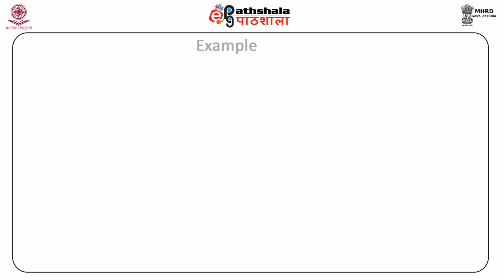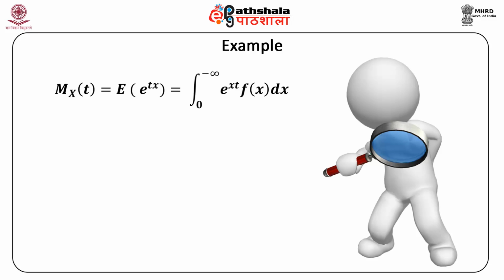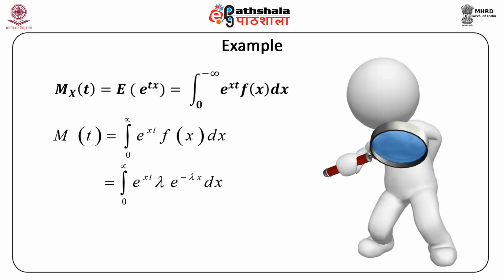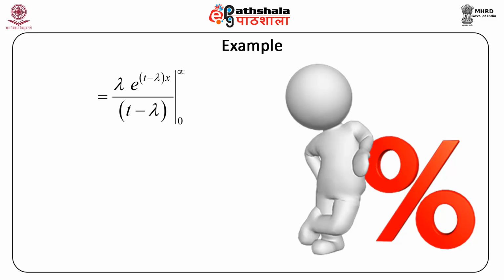Example, given f(x) is equal to lambda e raised to the power of minus lambda x for x greater than 0, calculate 1, the mean, 2, the variance. M_X(t) is equal to E[e^(tX)], which is equal to the integral from 0 to infinity of e^(tx) f(x) dx. Since x is a continuous random variable, M(t) is the integration from 0 to infinity of e^(xt) f(x) dx, which is equal to the integration from 0 to infinity of e^(xt) lambda e^(minus lambda x) dx, which is equal to lambda times the integral from 0 to infinity of e^((t minus lambda)x) dx, which is equal to lambda e^((t minus lambda)x) divided by (t minus lambda), from 0 to infinity, which is equal to lambda divided by lambda minus t for all lambda greater than t.